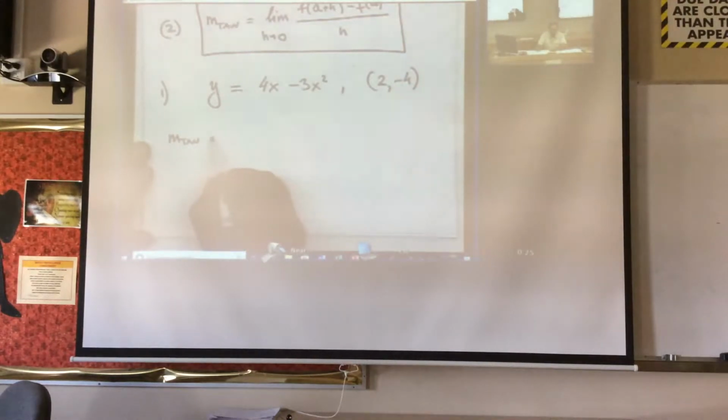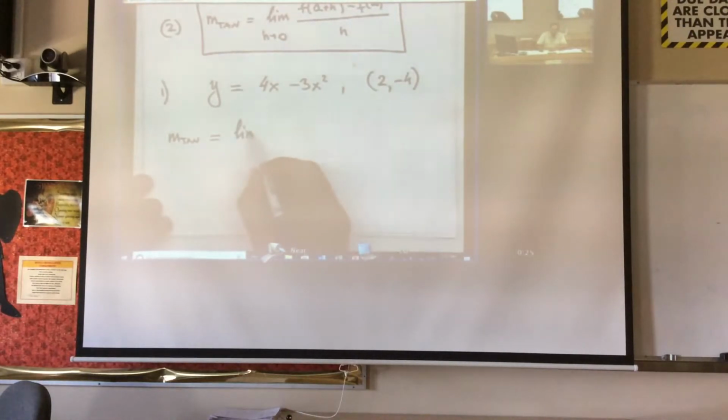In here, I forgot to write, it says find the equation of the tangent line. Okay, that's what we're looking for. The equation, the whole thing, not just the slope. We're looking for the equation of a tangent line. So let's take a look.